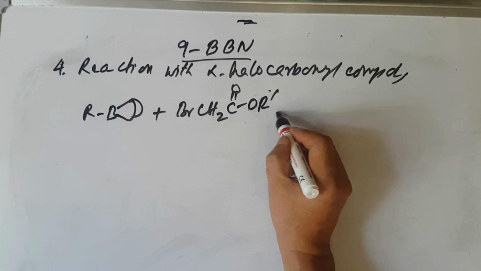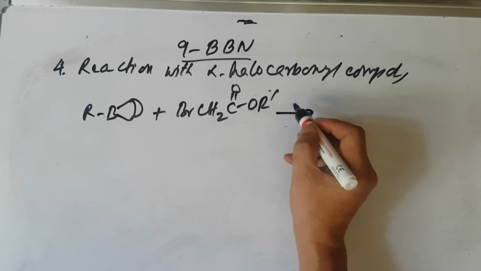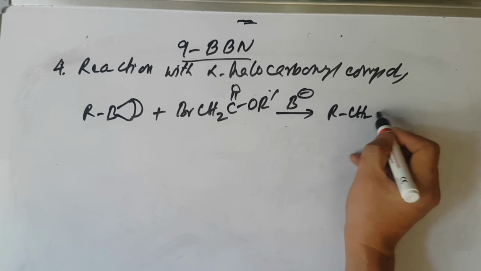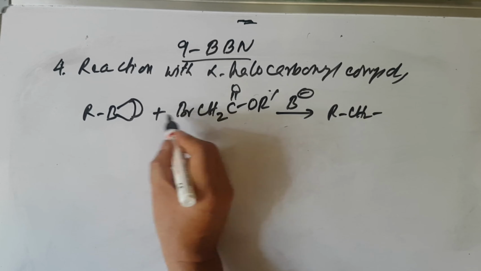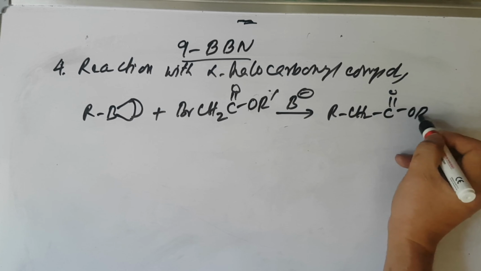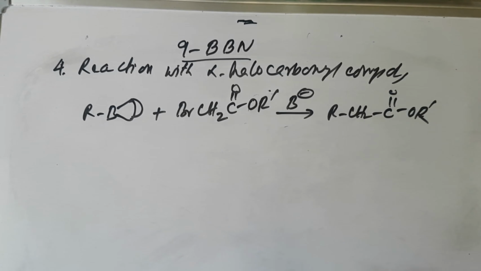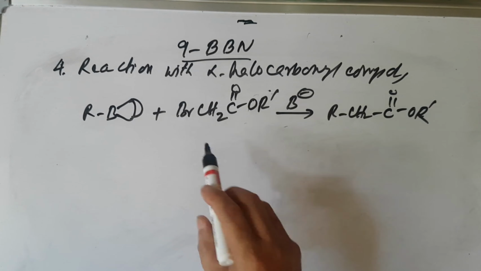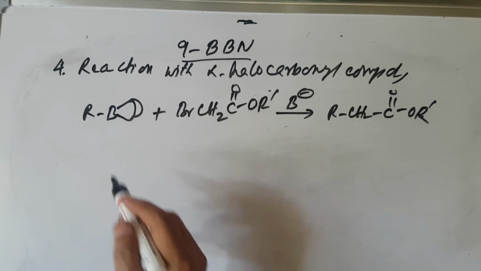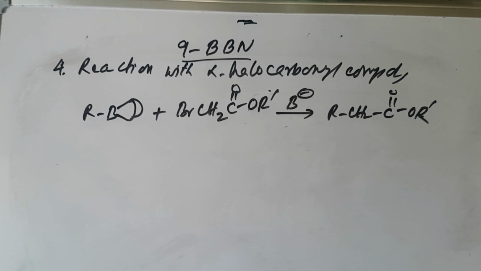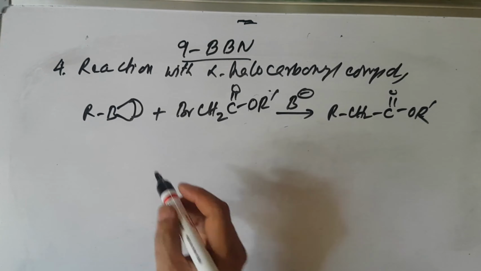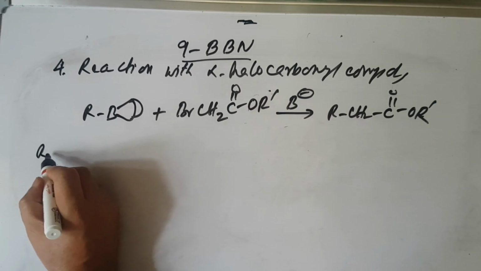Okay, this reaction in presence of base will give RCH2, the R comes here, and C double bond O R prime. So the reaction takes place. Alpha halo carbonyl compounds, alpha halo ketones, alpha halo esters can react with alkyl boron obtained from 9BBN reaction with alkene to get this compound. So I'll give one example here.